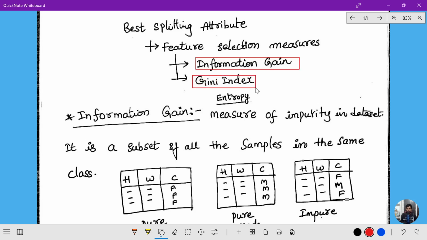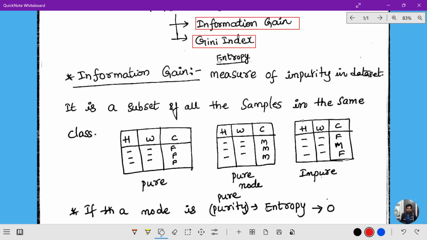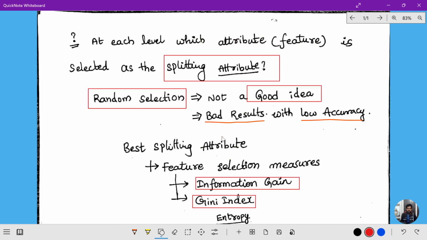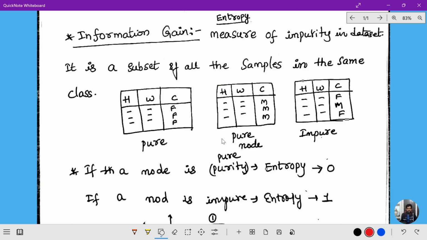In this video we'll talk about information gain. So what is the meaning of information gain? Before discussing entropy, which plays a major role here, we'll focus on information gain. It is a measure of impurity in the data set. It is a subset of all samples in the same class.